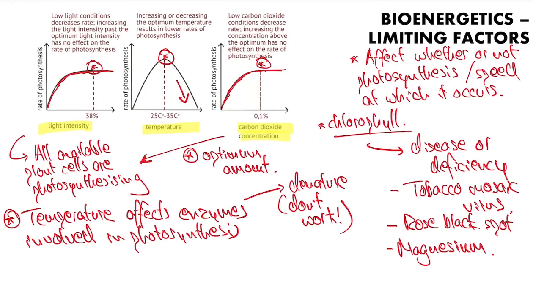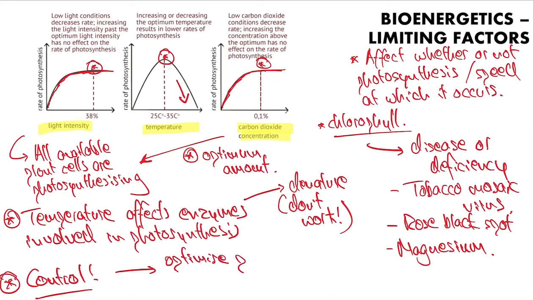And then the important thing about limiting factors is being able to control them, because if you control them, you can optimize photosynthesis and plant growth.